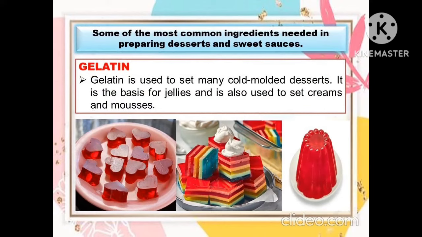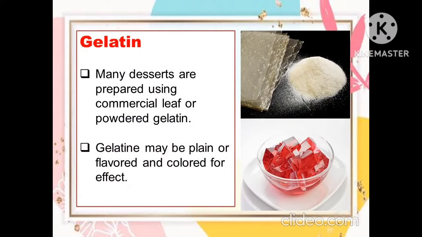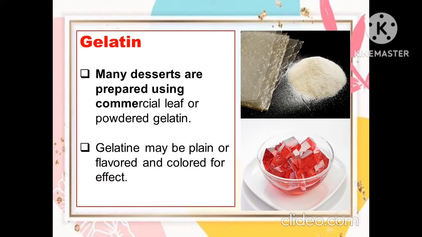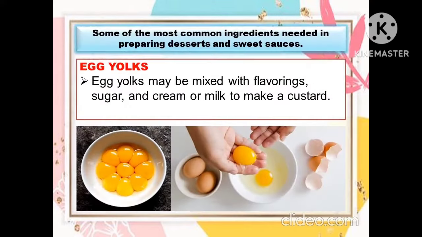Another common ingredient needed in preparing desserts and sweet sauces is gelatin. Gelatin is used to set many cold molded desserts. It is the basis for jellies and it is also used to set creams and mousses. Many desserts are prepared using commercial leaf or powdered gelatin. Gelatin may be plain or flavored and colored for effect.